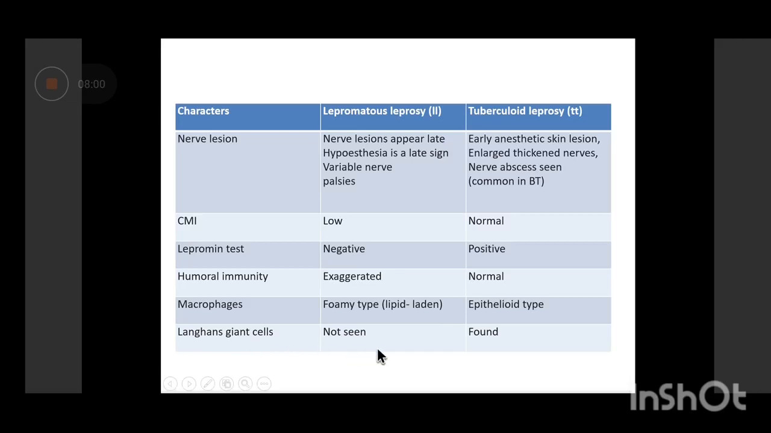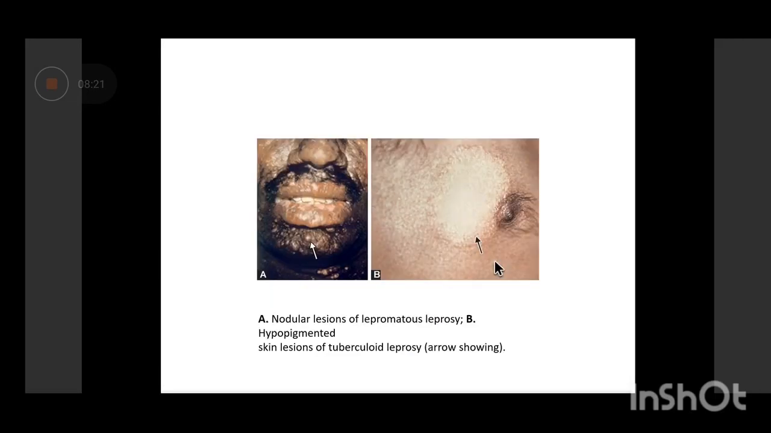Then Langerhans giant cells are not seen in lepromatous leprosy, and they are seen in tuberculoid leprosy. So these are the differences between lepromatous leprosy and tuberculoid leprosy, and this is very important from the exam point of view. You can straight away get a question on this.